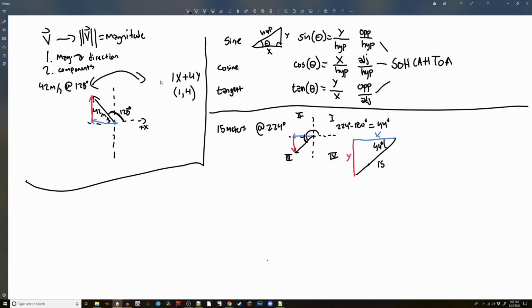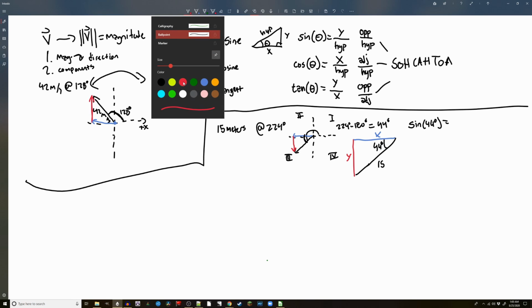In order to get y and x, we're going to use some of our trig functions. I'm going to use the basic ones. I'm going to use sine first. Sine of 44 degrees is going to be the opposite leg from the angle divided by the length of the hypotenuse, which is 15. In this case, the opposite leg is y.